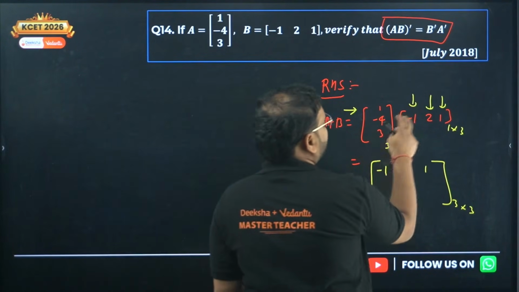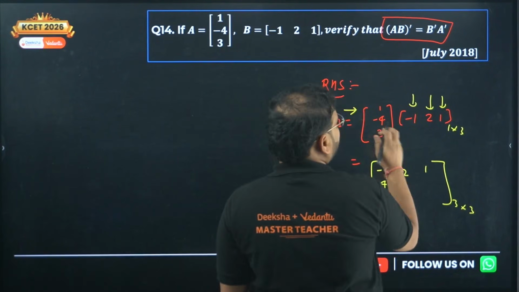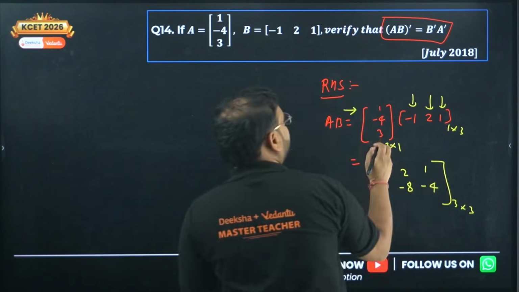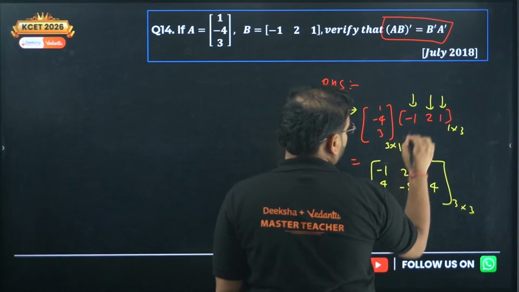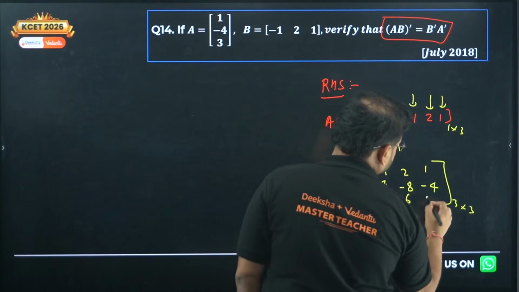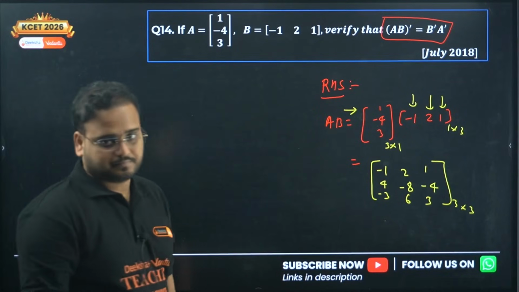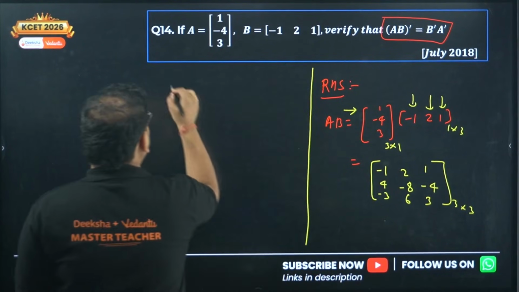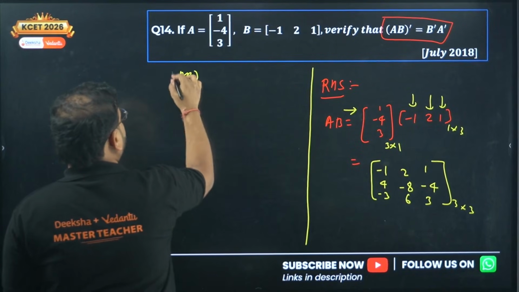Second row again. Minus 4 into minus 1 is plus 4. Minus 4 into 2 is minus 8. Minus 4 into 1 is again minus 4. 3 into minus 1 is minus 3. 3 into 2 is 6 and 3 into 1 is 3. This is my AB. Am I looking for AB? No, sir. I'm looking for AB transpose.